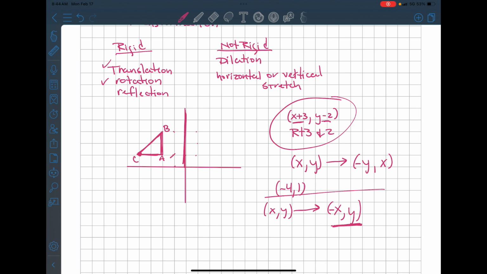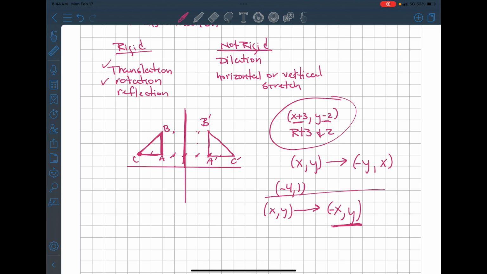So it takes 1, 2 to get to the y-axis. So it's going to take 1, 2 to get to A prime. And for C, it takes 1, 2, 3, 4. So 1, 2, 3, 4 to get to C prime. And B takes 1, 2. So 1, 2 to get to B prime. And now you have your reflection.